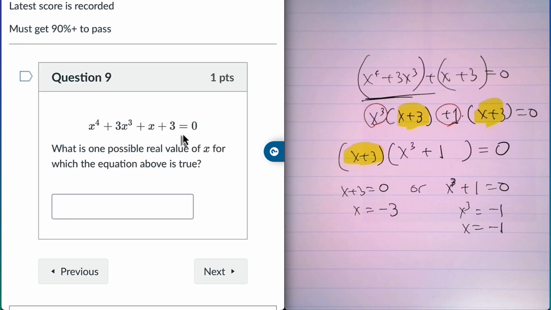So what's the one possible real value of x? When they talk about real numbers, it includes negative or positive. Oh, actually both are negative integers. So just choose one. I'm just going to go with negative 3, but you can also go with negative 1. Just don't put both. Okay? Just choose one of them.